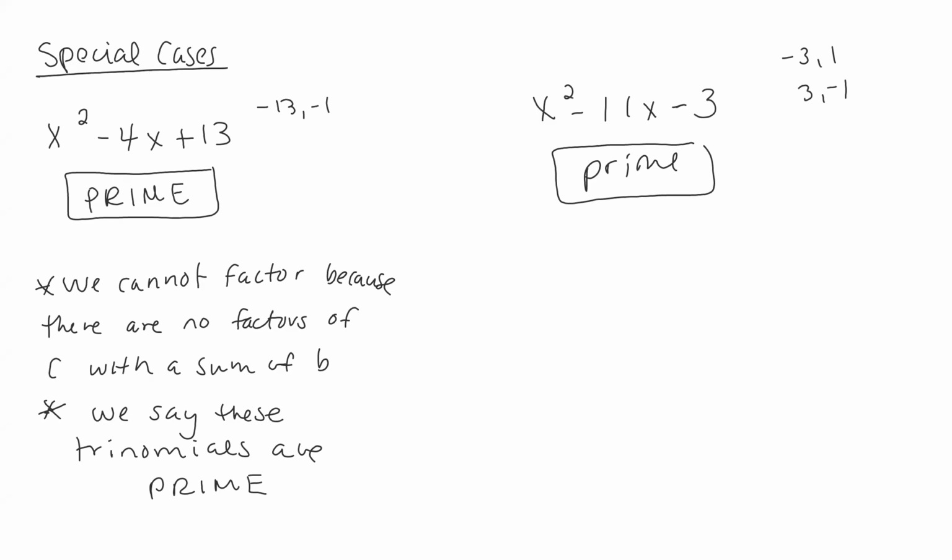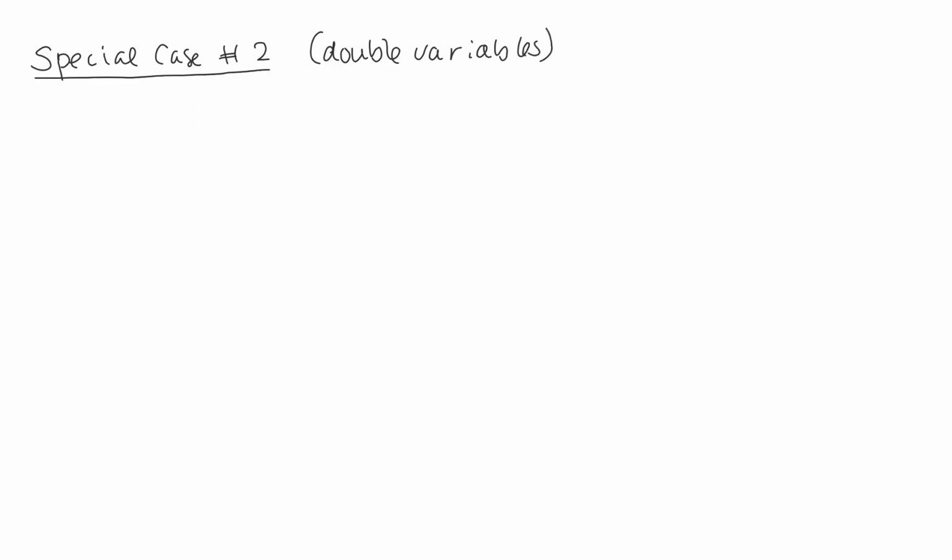The next special case, so we'll call the previous slide special case number 1. How about that? And now we'll go to special case number 2. In special case number 2, you have double variables. And it looks so messy and so scary at first, but it's actually really, really easy.